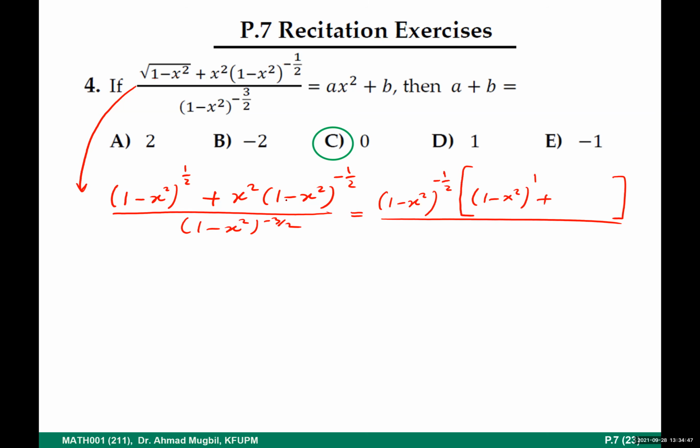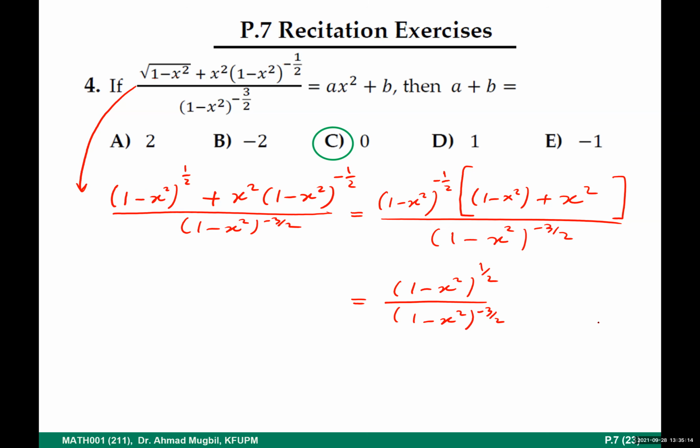Plus this over itself is 1 plus x squared. So no need to write this. And we will have, of course, the same denominator. Here we are. This is equal to what? What is inside the bracket? 1 minus x squared plus x squared. What is that? 1. 1 multiplied by any expression will be the same expression, over 1 minus x squared to the power negative 3 over 2.